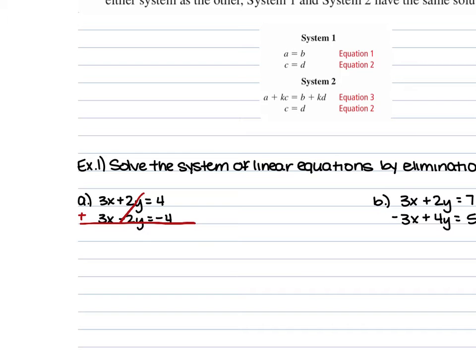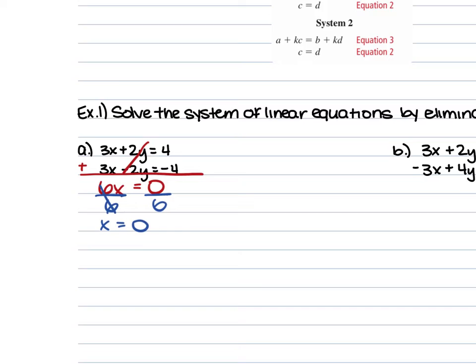So if we add the 3x plus 3x, we get 6x. The 4 plus negative 4 is 0. When we divide each side by that 6, we get that x is equal to 0. Now, we can choose either of those original equations to substitute the 0 in for x and solve for y. I'm going to use the first one.